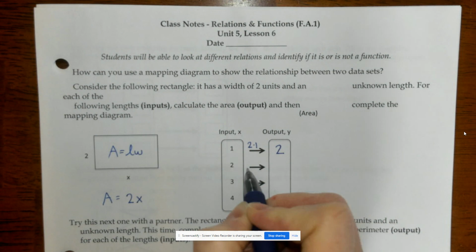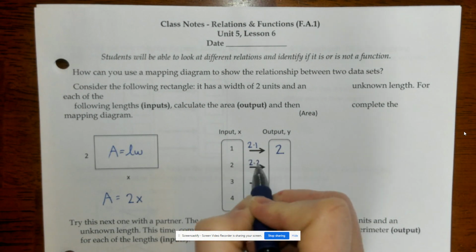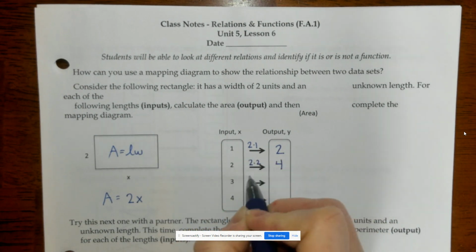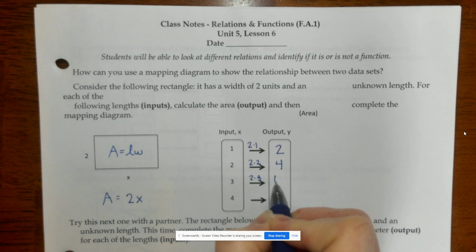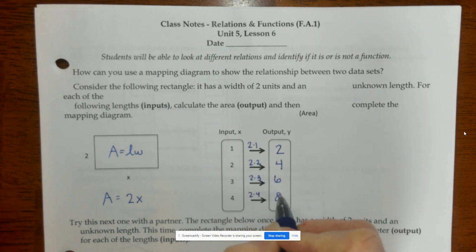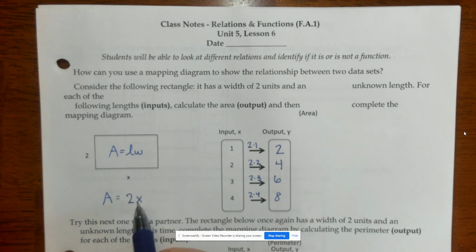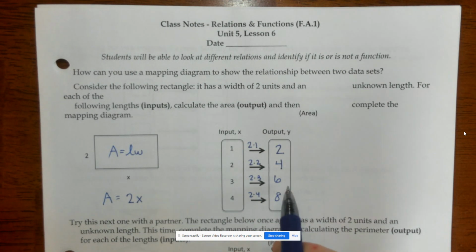or an area of 2. If the input is 2, we're going to do 2 times 2, get an area of 4. 2 times 3, get an area of 6. 2 times 4, get an area of 8. So if the input goes in for x, the output is the area. Try this one with a partner. Well, we're going to do it together.